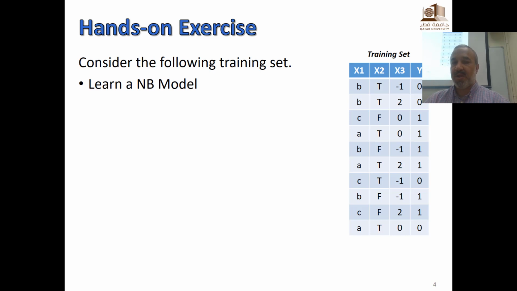Last lecture, we went through the main concept of the naive Bayes model. I think we saw an example, but we didn't have a hands-on exercise that we solved. So I thought that we will start with this example. Let's say that we are given this training set, and we want to learn a naive Bayes model out of it. So please take a piece of paper and try to learn a model from that, and tell me how we can do that.